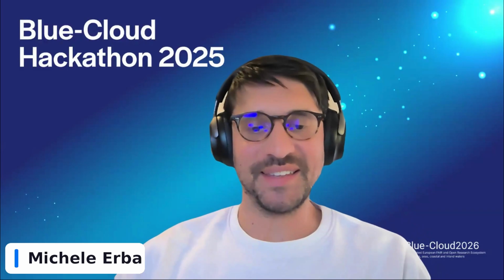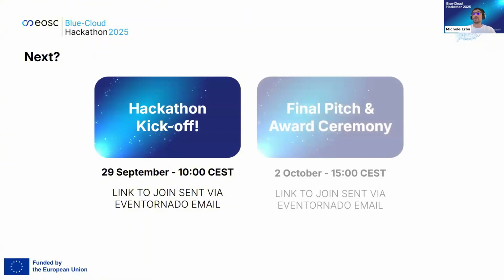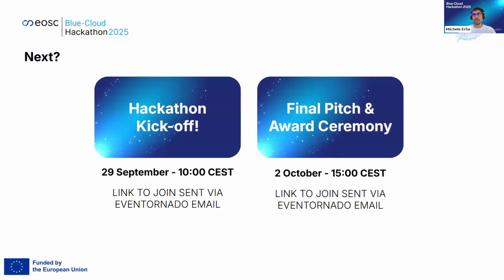I will now share the official plan for next week. We will kick off the hackathon officially at 10 a.m. on the 29th of September. You will receive all the details via email. I'm going to send you an email from Event Tornado, so you will have the Zoom link there. We will not send you a calendar invite as we did for these live sessions, so you will need to check your email. The same will happen for the final pitch and award ceremony on the 2nd of October, starting from 3 CEST. All the times are in Central European time. I will send you a link to join the pitch and award ceremony via Zoom.